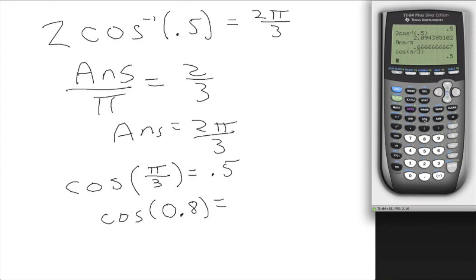Okay, cosine of 0.8 gives us 0.6967. I'm going to see if I can make this a fraction. I can't. So should we divide this by pi to see if it's a function of pi? No. Why not? Because this is the output of a trig function, not an inverse trig. Okay, that's all I was going for.